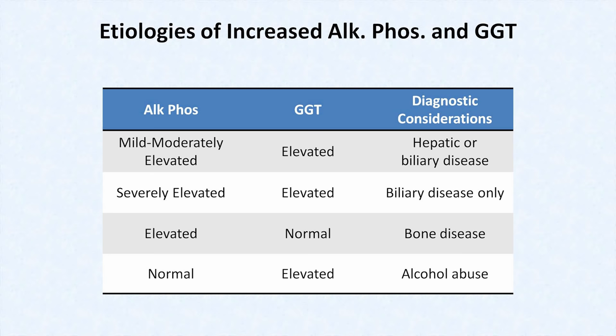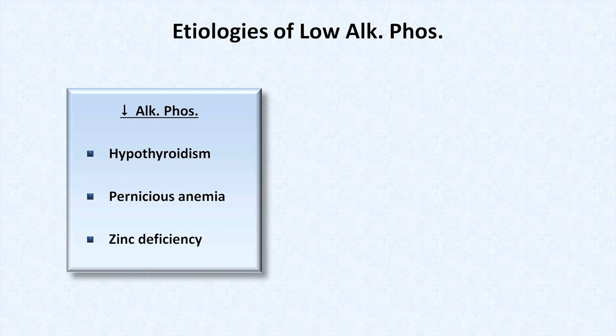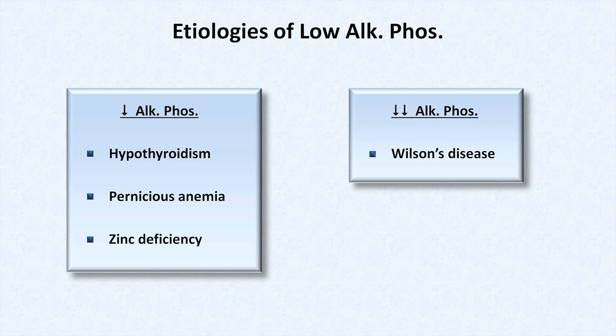While there really isn't such a thing as a pathologically low AST, ALT, or GGT, there are a small handful of random conditions that are associated with a low alkaline phosphatase level. For example, hypothyroidism, pernicious anemia, and zinc deficiency. And one really interesting association is an extremely low ALK-phos level seen in Wilson's disease, which appears to be best described in patients presenting with a combination of fulminant hepatic failure and hemolytic anemia.